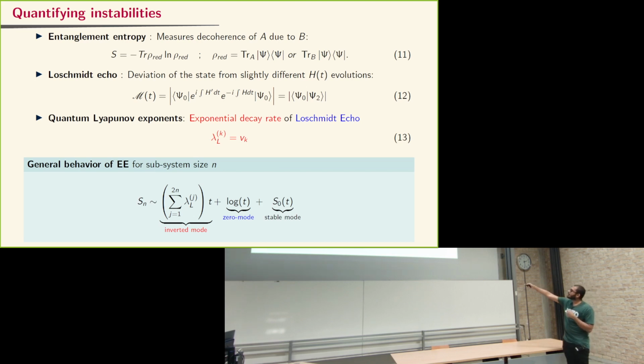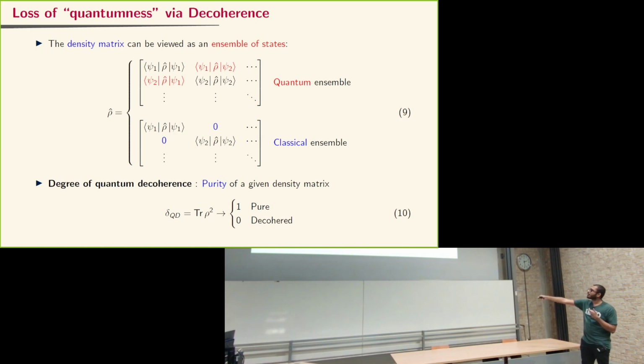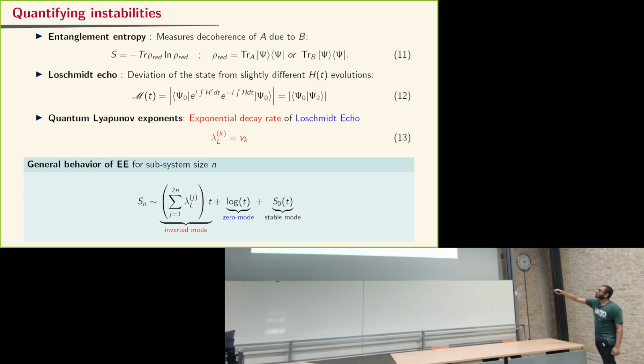And basically, entanglement entropy, which is a measure of entanglement between the systems A and B, also turns out to be a good measure of the decoherence corresponding to the reduced density matrix. So in a way, what entanglement entropy actually measures is the decoherence of system A because of B, or vice versa. It's symmetric across the bipartition.